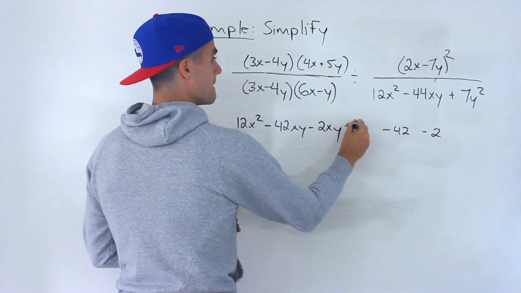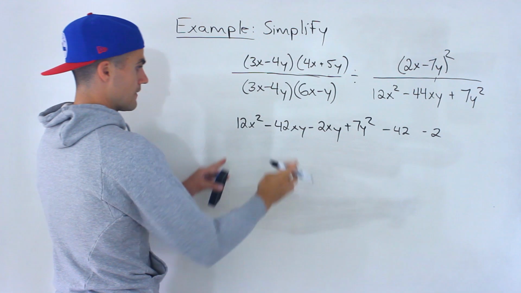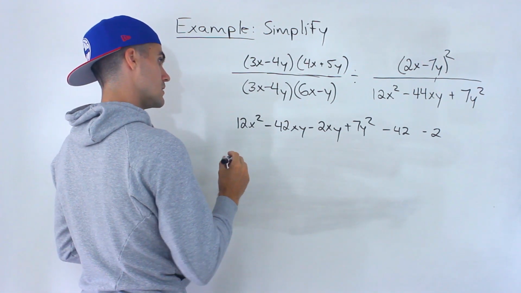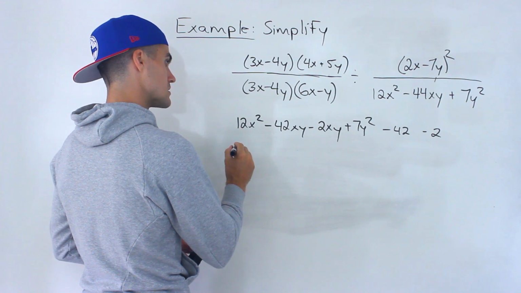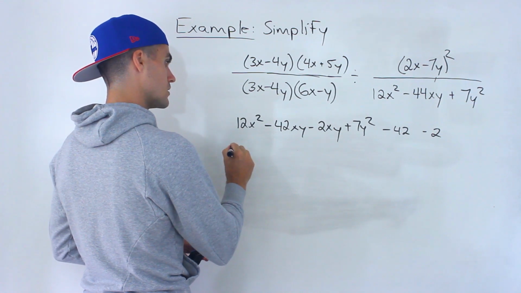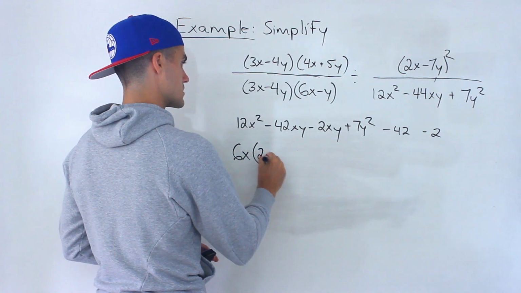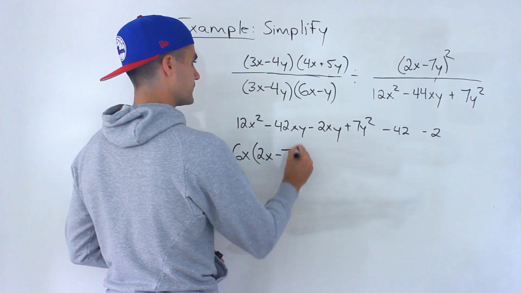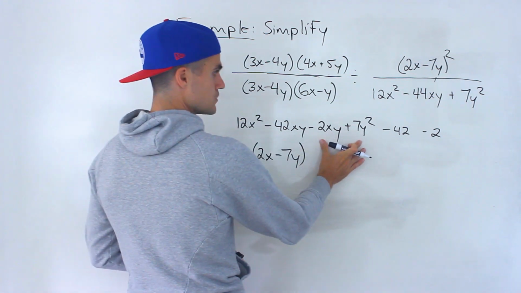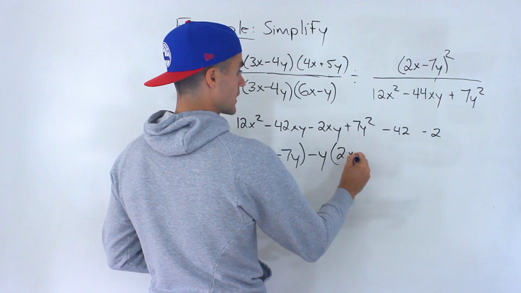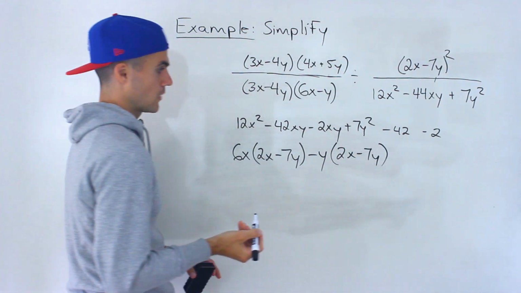Like that. And then from these two, we could take out a what? I think 6 would work, right? 6x. So we'd be left with 2x minus 7y. Then from these two, we could take out a y, or a minus y rather. Take out a minus y, so we'd be left with 2x minus 7y, like that.